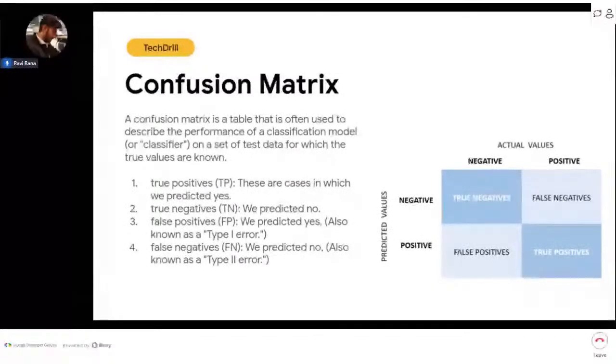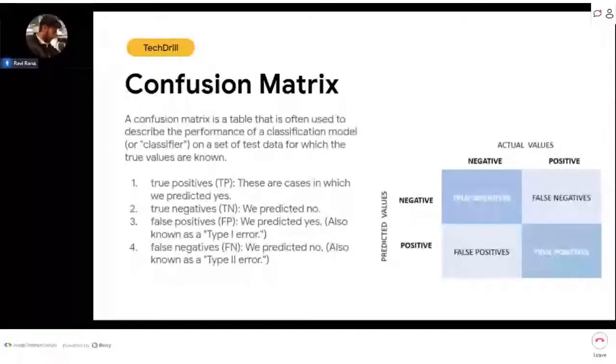Please pay attention to these matrices, because as its name is confusion matrix, it can really be confusing if you do not get the hang of it the first time. Okay, so now what is the confusion matrix? A confusion matrix is a sort of table that we use to describe the performance of our classification model.